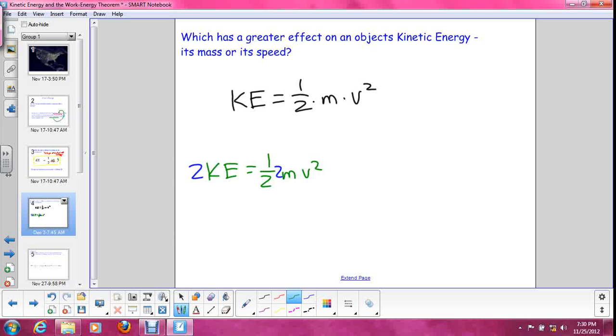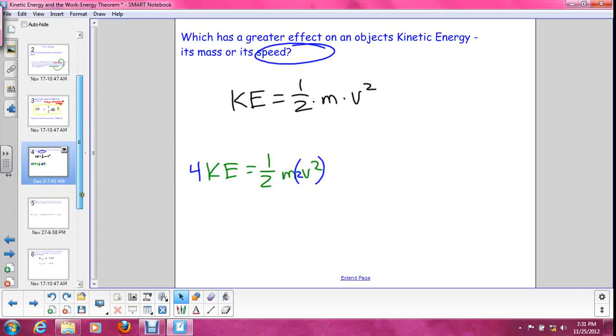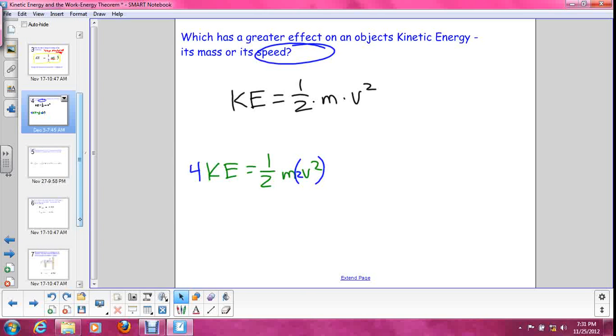However, if we do the same thing for velocity, remember we have these little parentheses here. So we actually end up multiplying by 2 squared, which is 4. So velocity, or the speed of an object, has a greater effect on the kinetic energy of something than its mass does. So the faster something travels, the more able it is to do work.